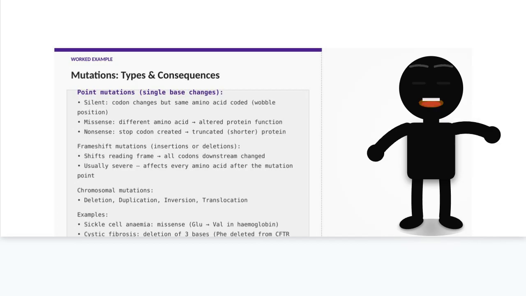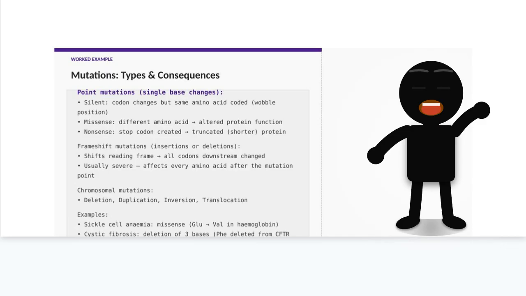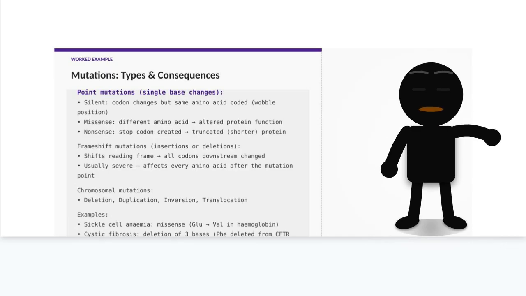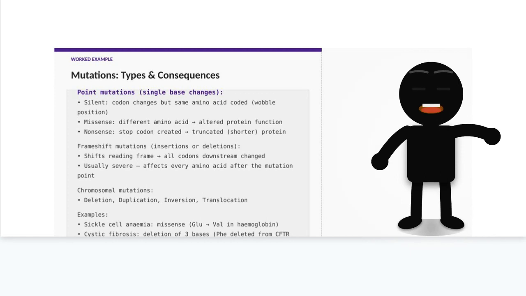Mutations are permanent changes in the DNA sequence. Point mutations change 1 nucleotide. A silent mutation changes the codon but codes for the same amino acid due to the degeneracy of the genetic code, so the protein is unchanged. A missense mutation results in a different amino acid, potentially changing protein function. Sickle cell disease results from a single missense mutation changing glutamate to valine in the 6th position of the hemoglobin beta chain, causing the protein to polymerize and distort red blood cells.